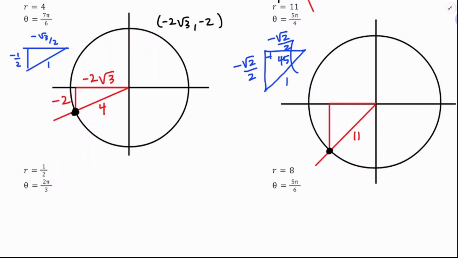And if I scale those coordinates up by 11, I'd have a negative 11 root 2 divided by 2 and negative 11 root 2 divided by 2. Right, so those will be the coordinates of the point. Negative 11 square root of 2 divided by 2 and negative 11 square root of 2 divided by 2.